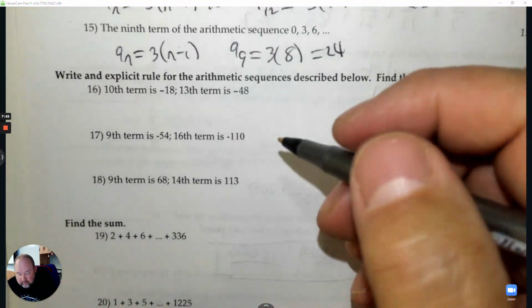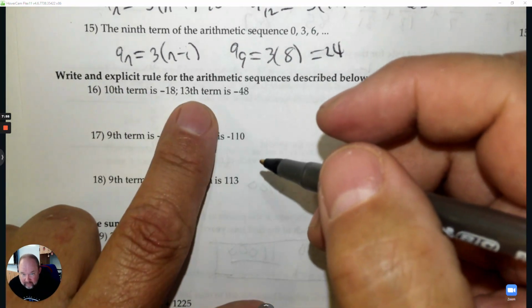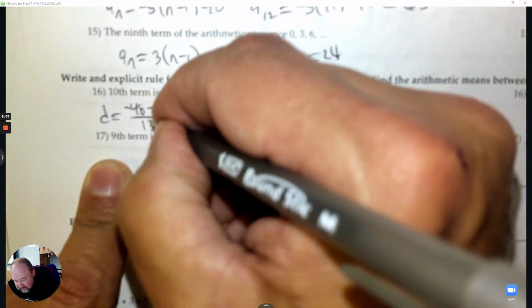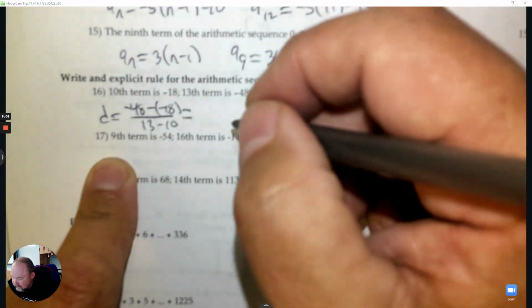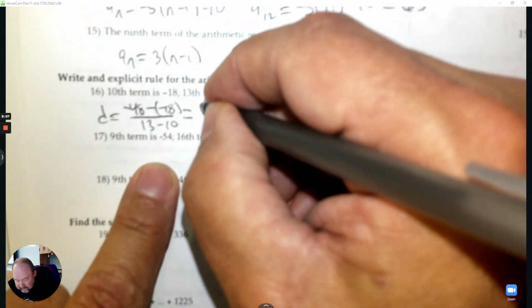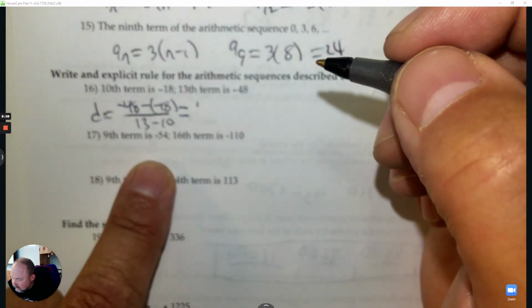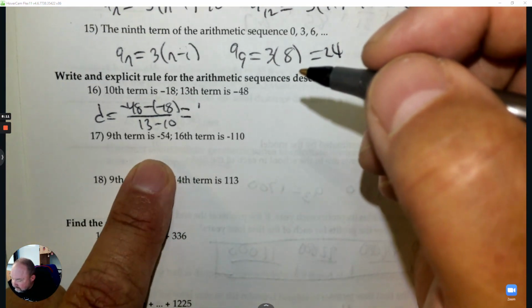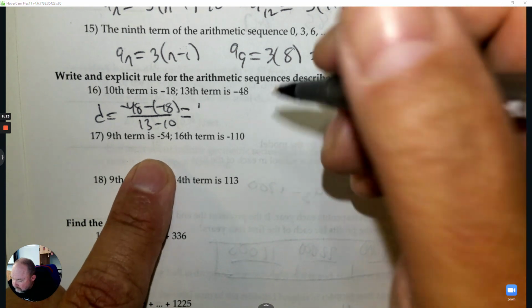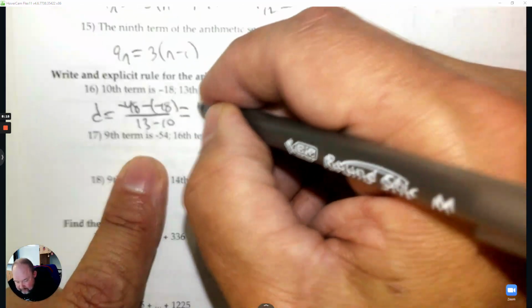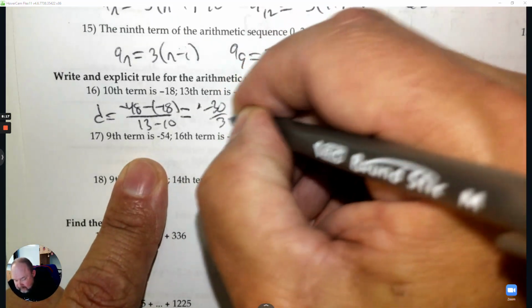All right, write a rule for this. You're given the 10th term and the 13th term. So to find the common difference, I'm going to go negative 48, subtract negative 18, and I'm going to go 13, take away 10. So that's negative 30 over 3, which is negative 10.